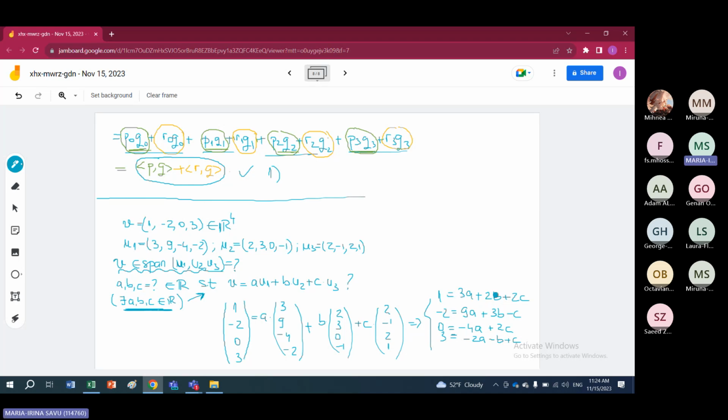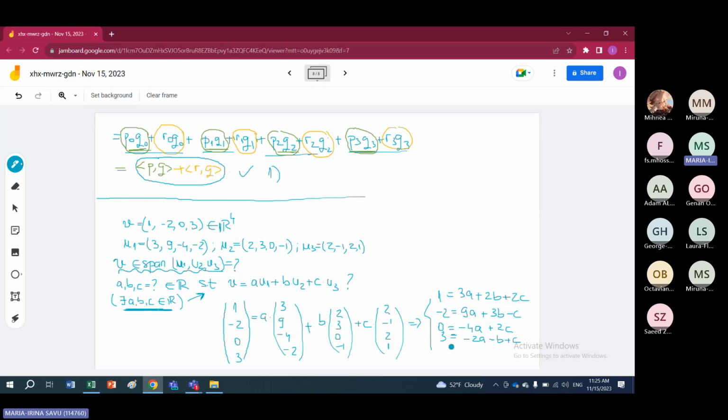Now, what type of system do you have here, with how many equations and how many unknowns? We have 4 equations and actually just 3 unknowns, 3 variables. So it is possible that the system is incompatible, or the system may have a unique solution, or the system may be compatible with an infinite number of solutions.